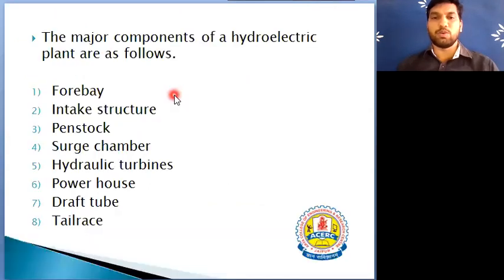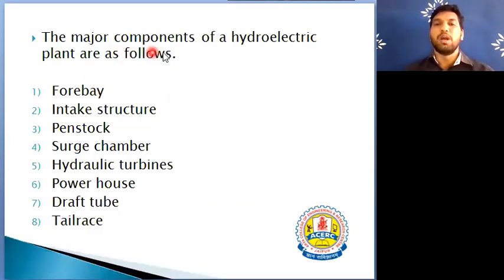So in today's session, we will discuss the major components of a hydroelectric power plant. Following are the major components: forebay, intake structure, penstock, surge chamber, hydraulic turbine, powerhouse, draft tube, and tail race. So these are the major components of a hydropower plant, which is generally used for the generation of electricity. Now we will discuss each component one by one.